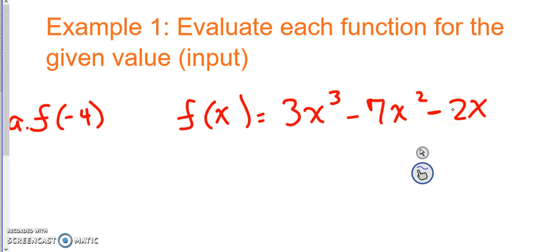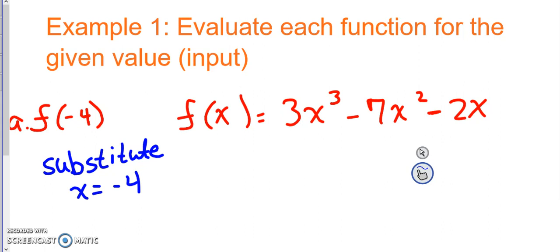Now, hopefully at this point you already know how to evaluate. So this shouldn't be something that we're going to spend a whole lot of time on. All you're going to do is substitute the negative 4 in for x. So whenever we see an x, you put negative 4 in that spot.